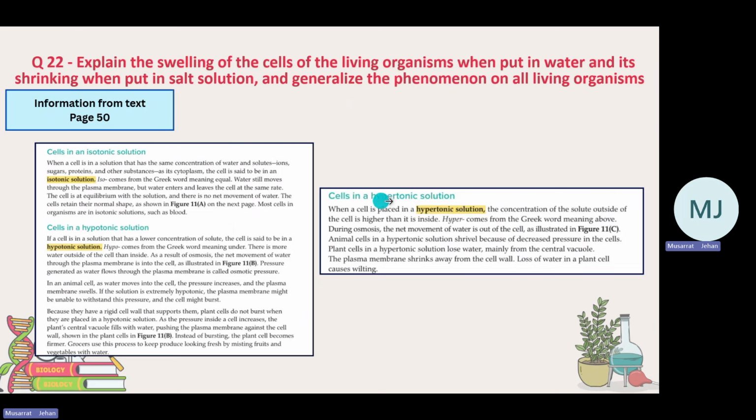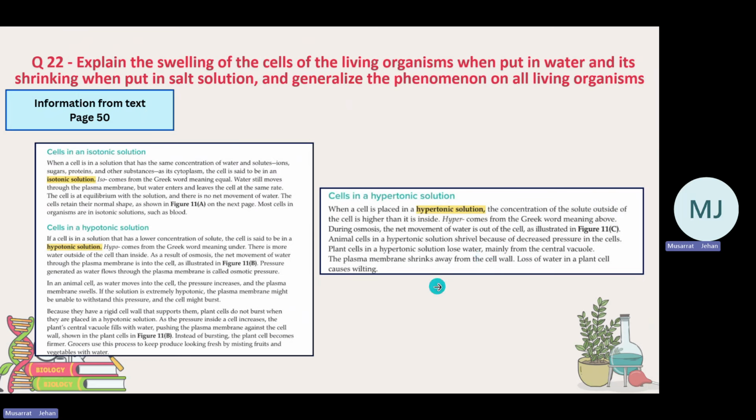Now, if they come in a third type of solution, that is hypertonic. Hyper means the concentration outside is more than the concentration inside the cell. Solute outside the cell is higher. Then what will happen? Water from inside will go out because solute outside is more. When it starts going out, the cell is going to shrivel, because the pressure will decrease. So plant cells in hypertonic solution lose water.